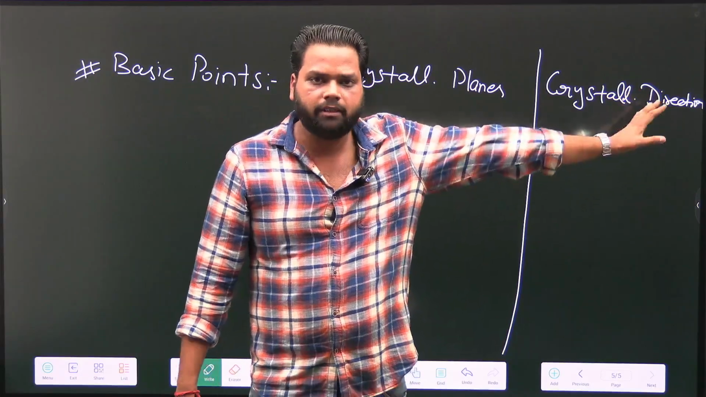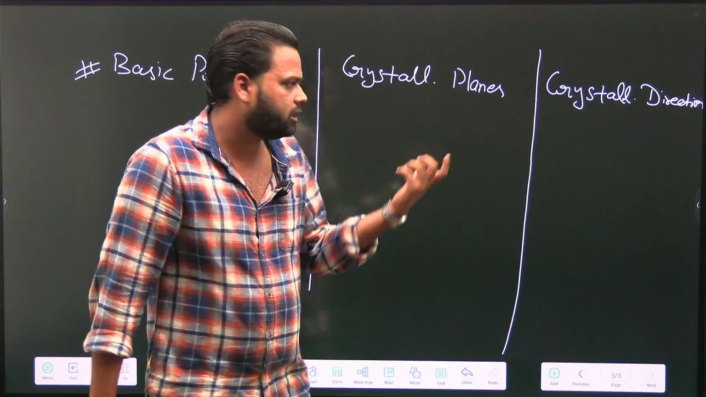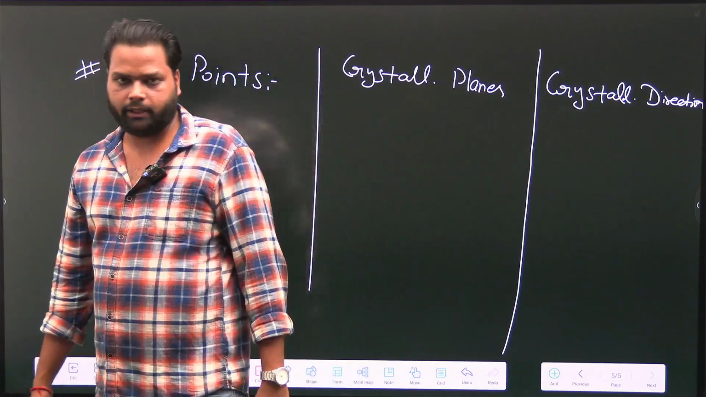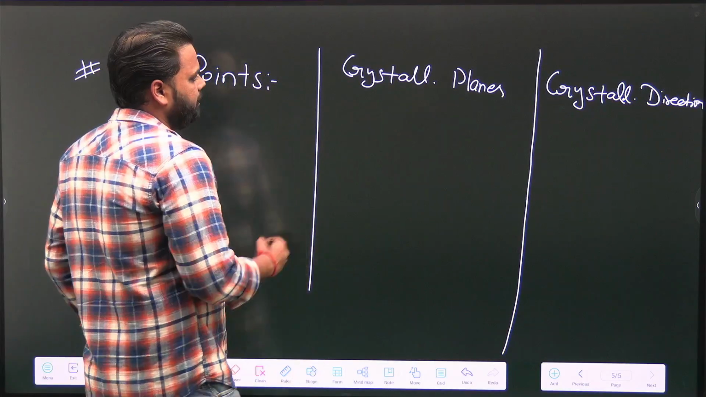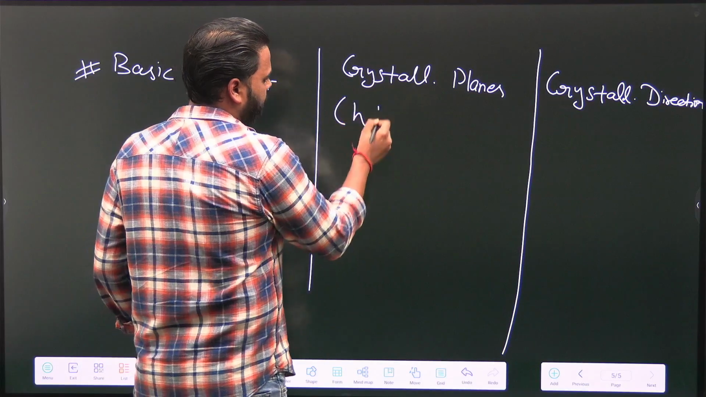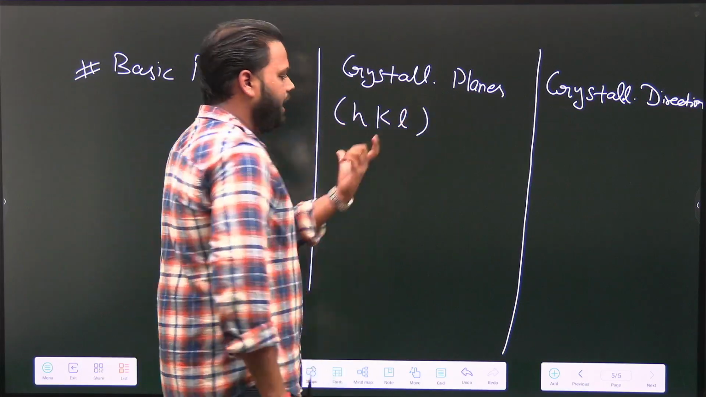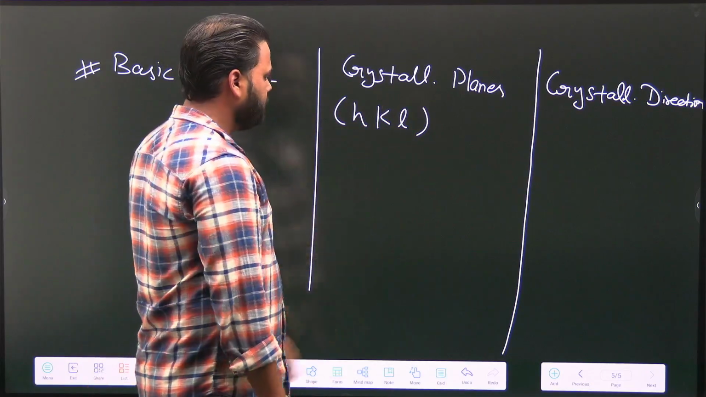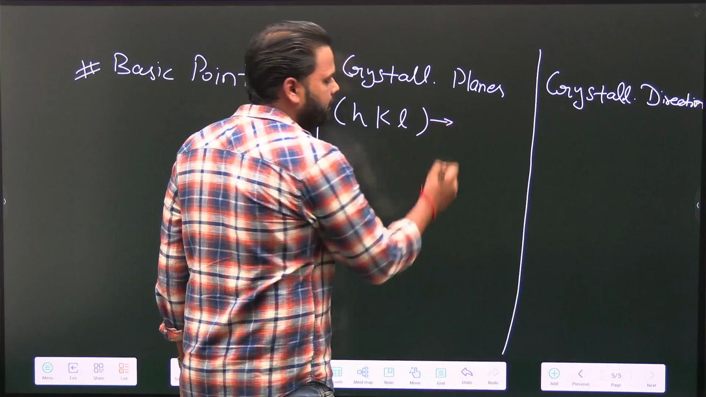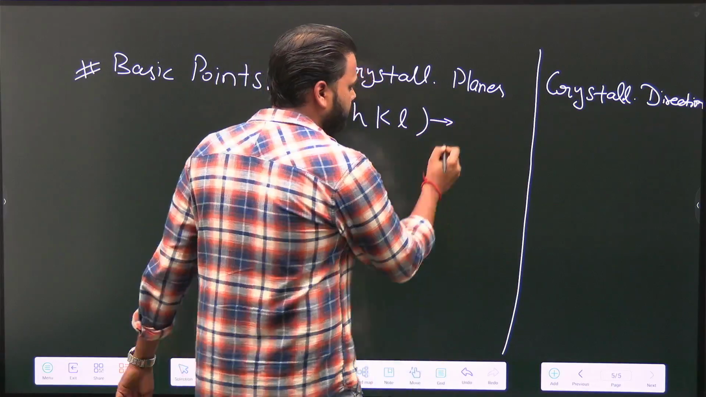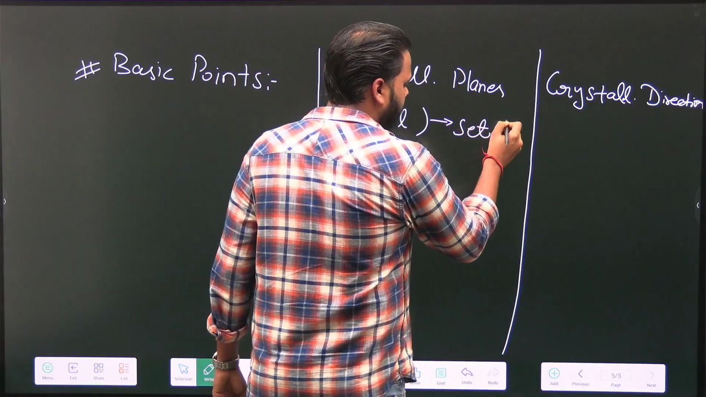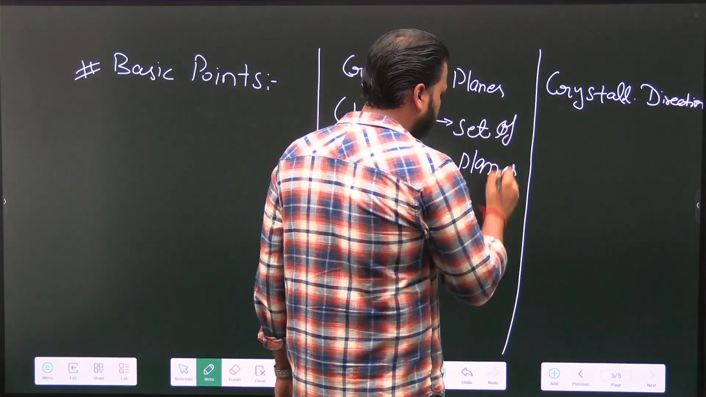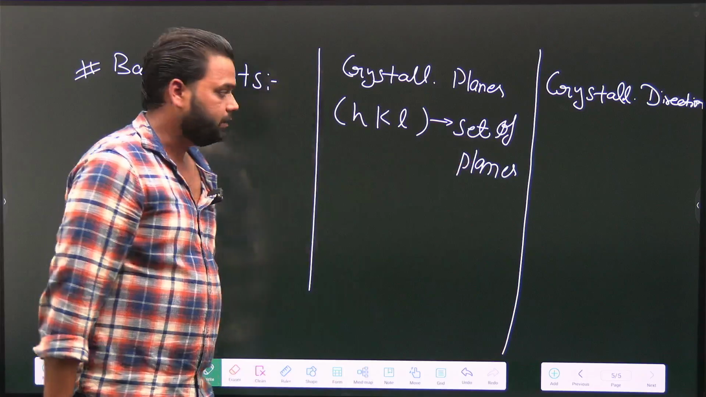क्रिस्टलोग्राफिक डायरेक्शन अभी बाद में डिस्कस करते हैं, पहले प्लेन जो हम डिस्कस कर चुके हैं उसके बारे में देखते हैं। प्लेन्स को कैसे रिप्रेजेंट किया है हमने अभी तक? The Miller indices of the plane we write like this, (hkl) in this bracket. It will represent the set of planes. Okay, and I will give you the example, don't worry.